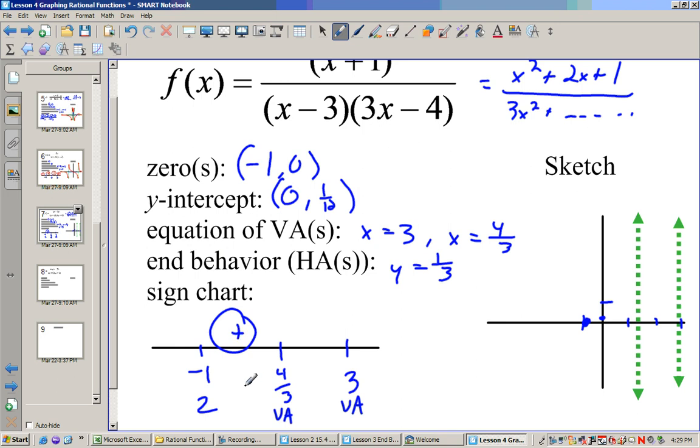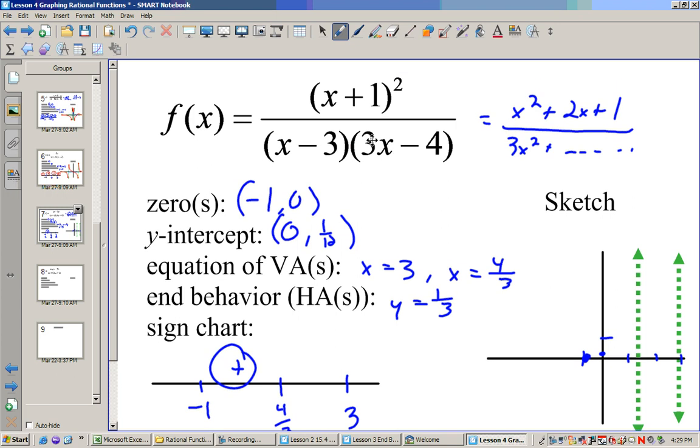To the left of negative 1, if I put in negative 4, let's say, negative 4 plus 1 is negative 3, negative 3 squared is going to be positive. So positive over negative 4 minus 3, negative, negative 4 times 3 minus 4, that's also a negative, so negative times a negative is a positive. So over here is going to be positive, positive.